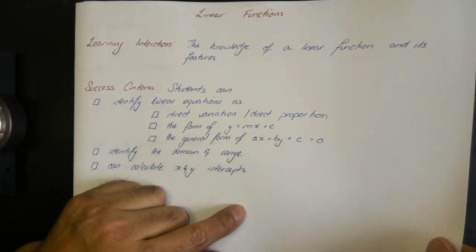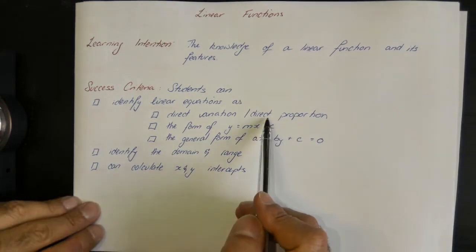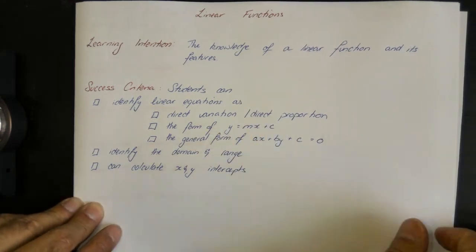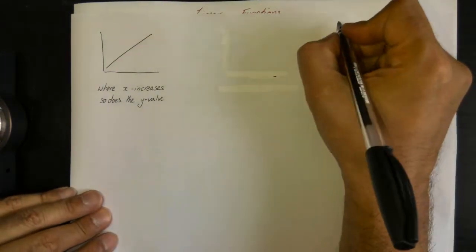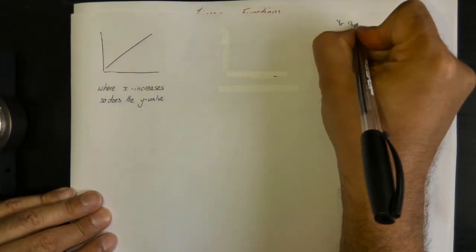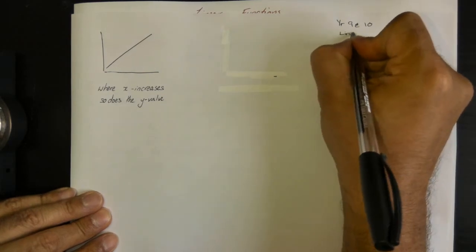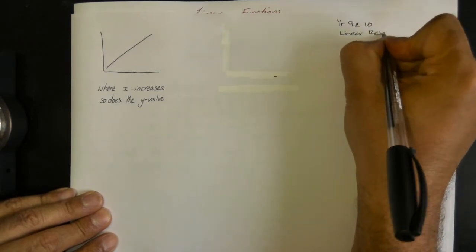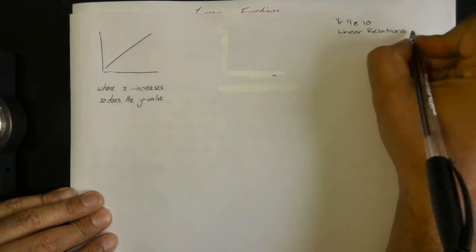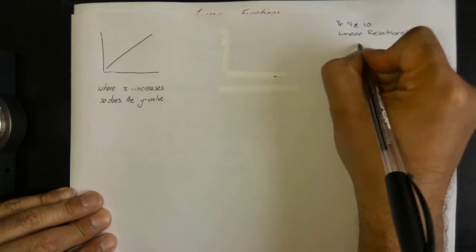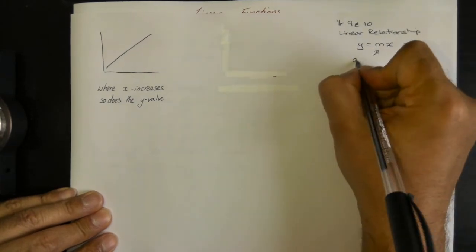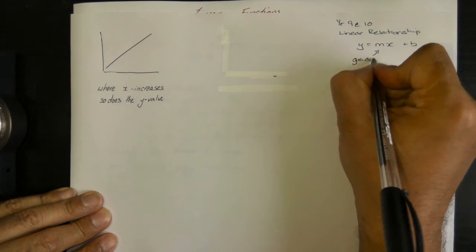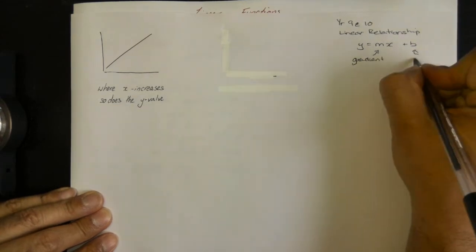Okay, so what I want to talk about is direct variations. Well, I want to talk about a couple of things. In year 9 and year 10, we would have done linear relationships, and you would have seen this y equals mx plus c. You might have learnt it as y equals mx plus b, where m is your gradient of the line and b was your y-intercept.